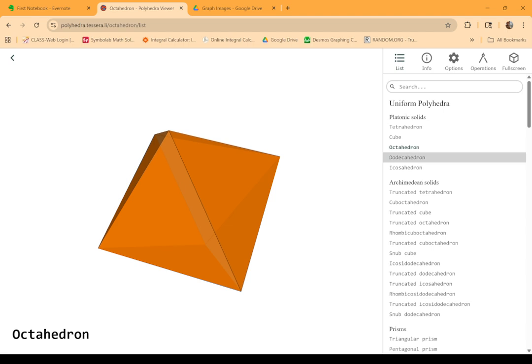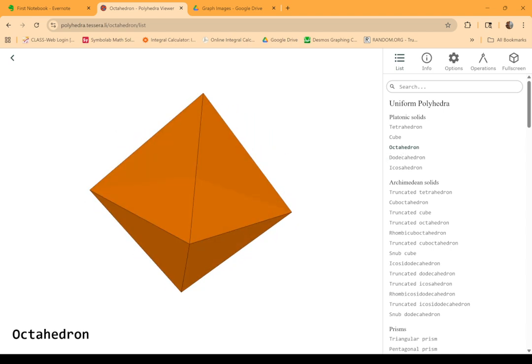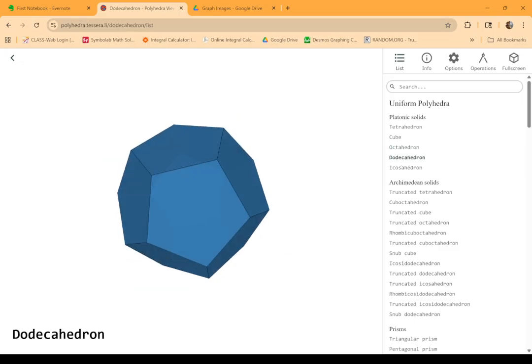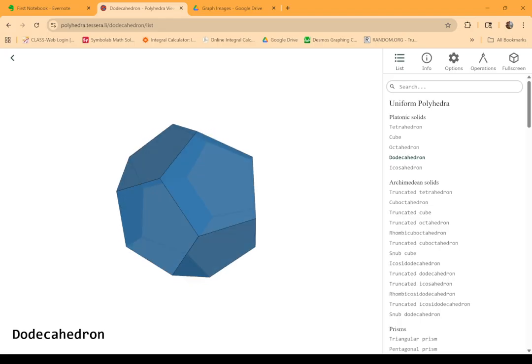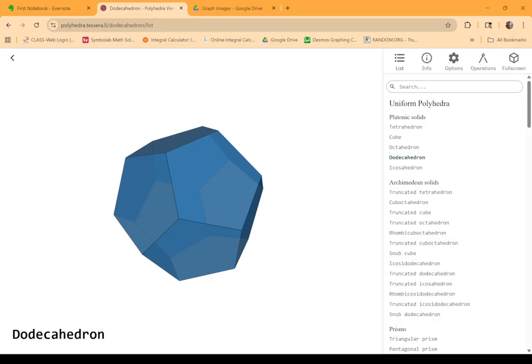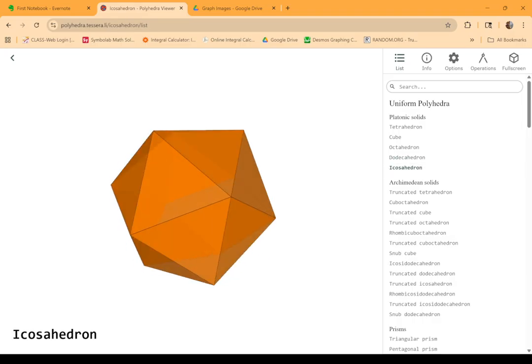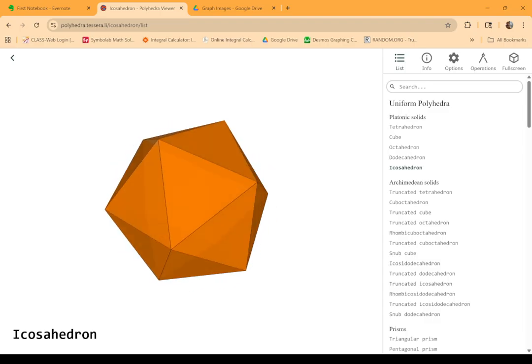Let me see here, octahedron. Again, equilateral triangles as well. Then this one is the dodecahedron. Now here, notice the faces are polygons, in this case pentagons. And the icosahedron is also made up of equilateral triangles.